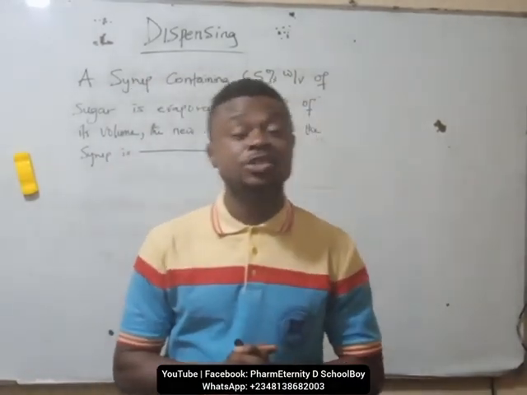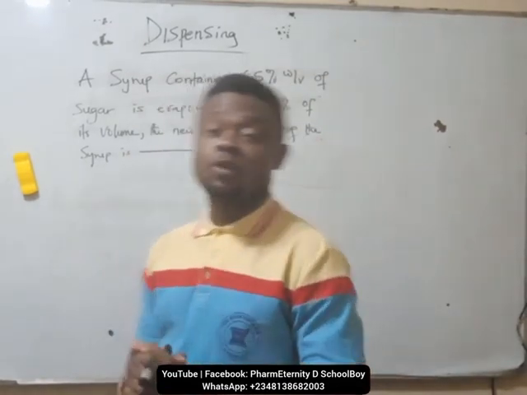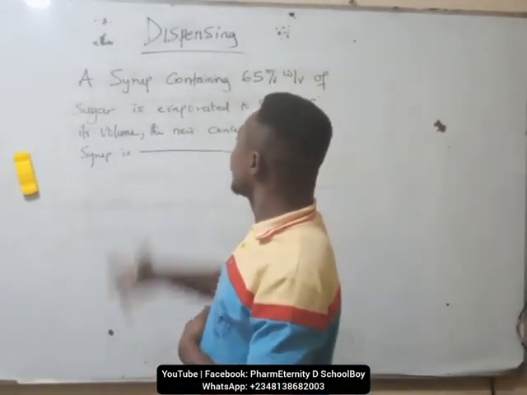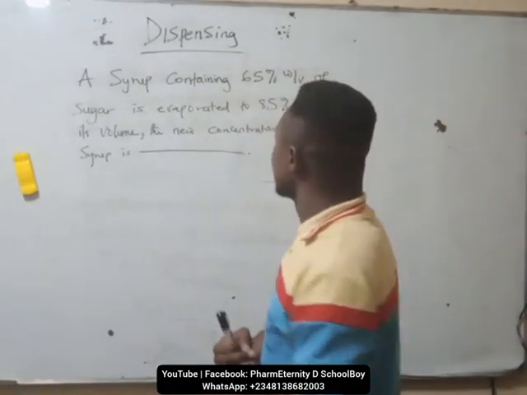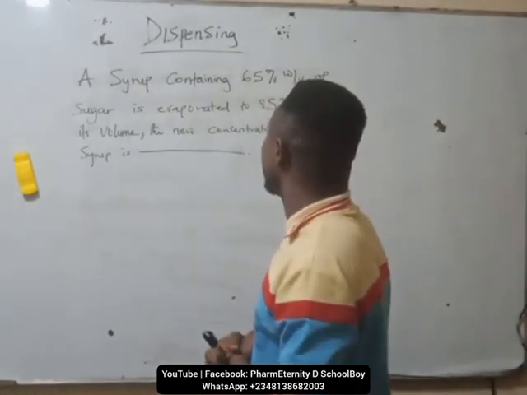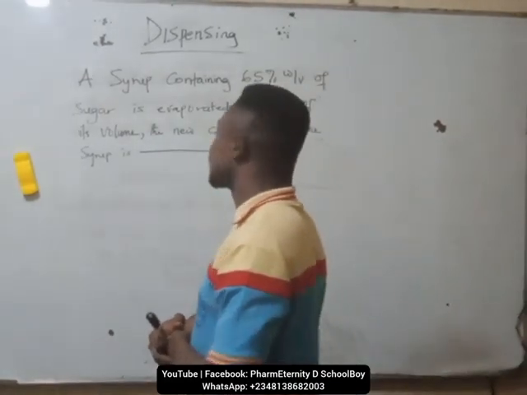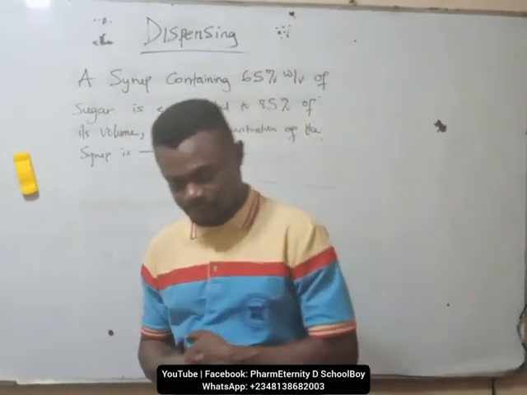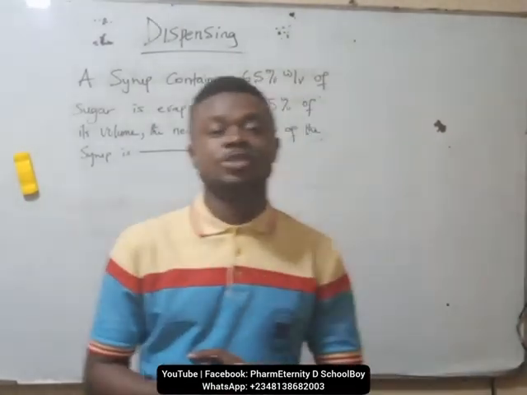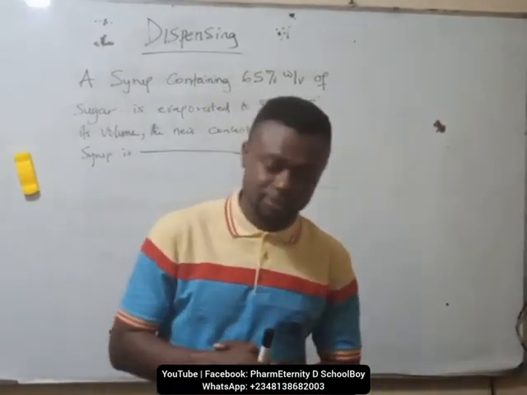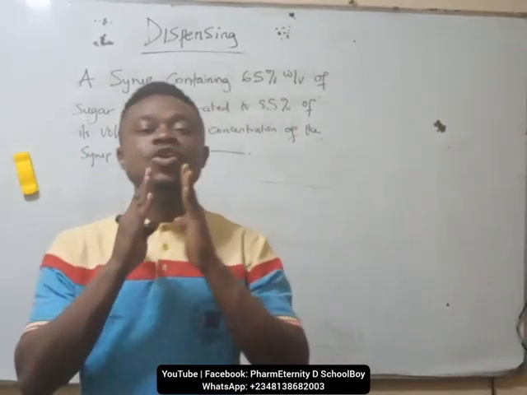Today we are going to take a look at dispensing, and we have a question on the board. The question says, a syrup containing 65% weight in volume of sugar is evaporated to 85% of its volume. The new concentration of the syrup is dash. This is a question of dilution and concentration.